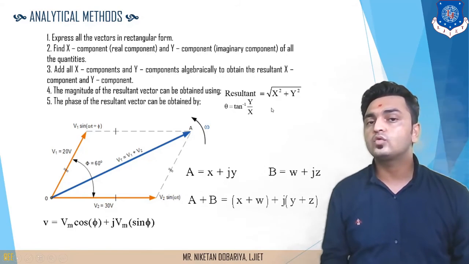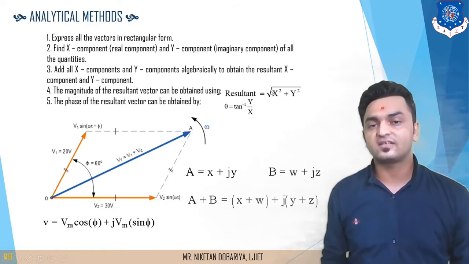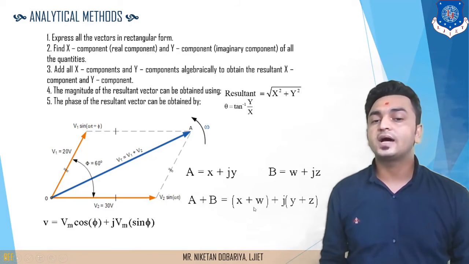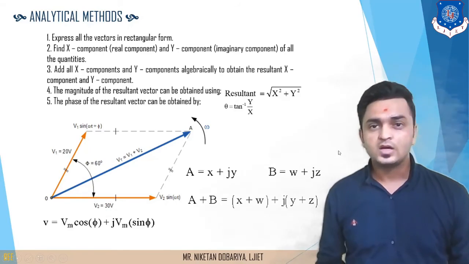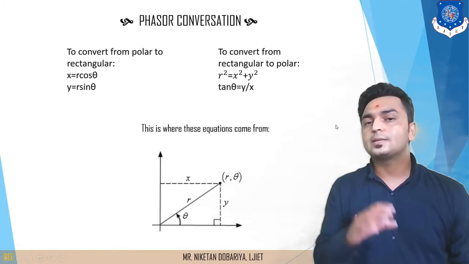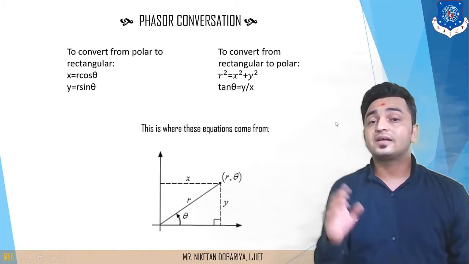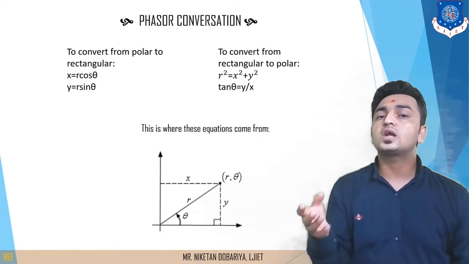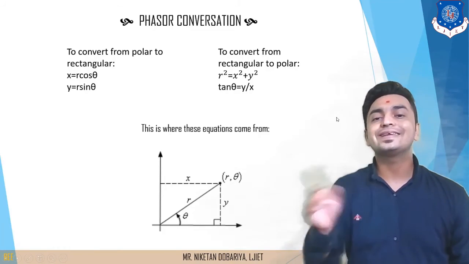In a similar way, if you want to define the phase angle, that can be defined by tan inverse y by x, means tan inverse of this component by this component, y by x. So that will define the phase angle of this resultant value. Now, lastly, if we are given a particular form of phasor, as an example, we are given rectangular form and we want to convert to polar form, or suppose we are given polar form and we want to convert into rectangular form, how do we convert into each other?